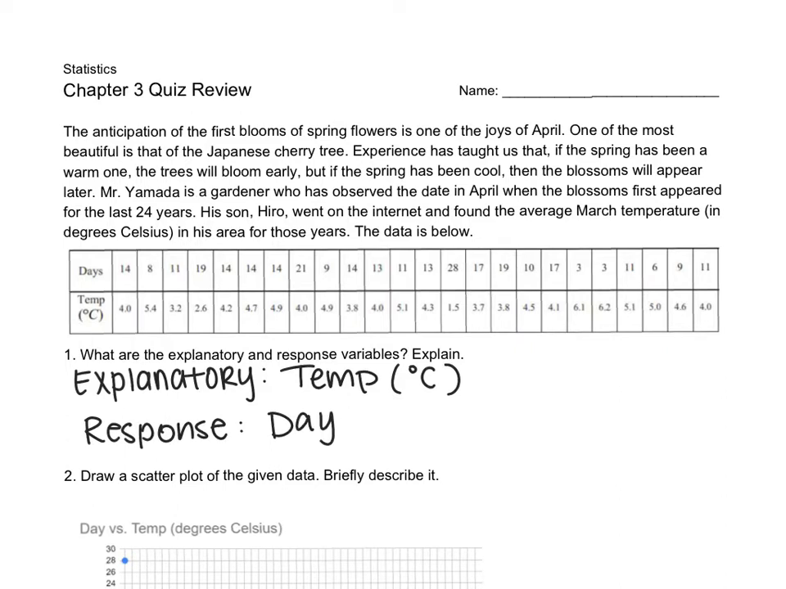Now, typically, if we're looking at the table, 9 times out of 10, we're going to see the explanatory variable on the top and the response on the bottom. But that's not how it's always going to happen. So reading the context of the word problem is definitely helpful. So I'm going to highlight the sentence that helped me determine my explanatory and my response. If you think about it, the temperature should affect when the tree blooms, not the tree blooming impacting the temperature. So thinking about it also leads me to believe the explanatory is the temperature.